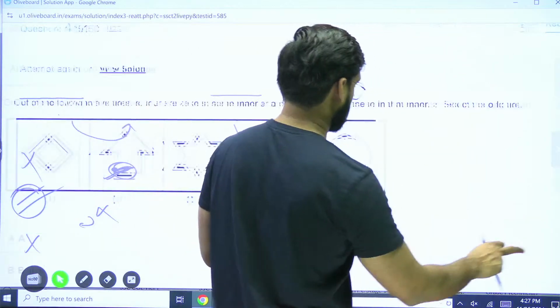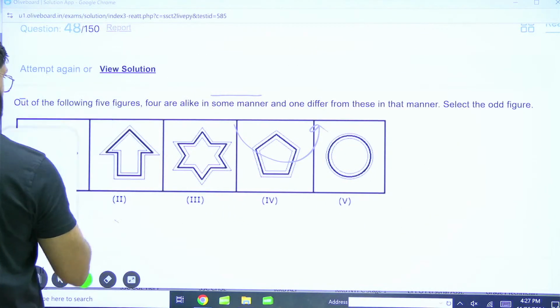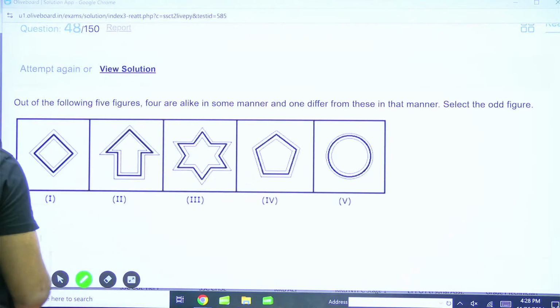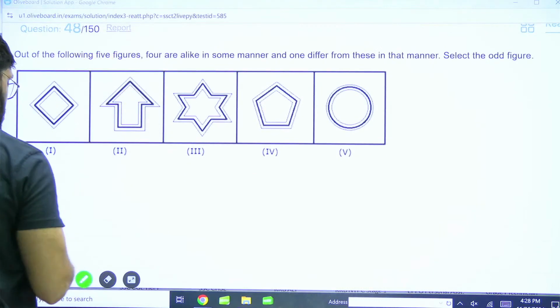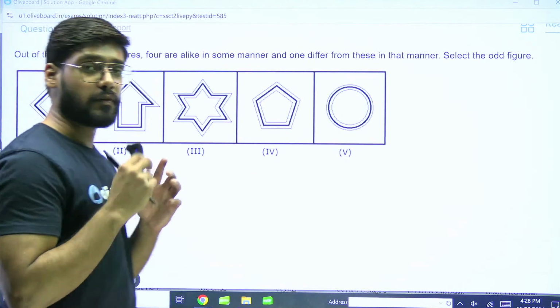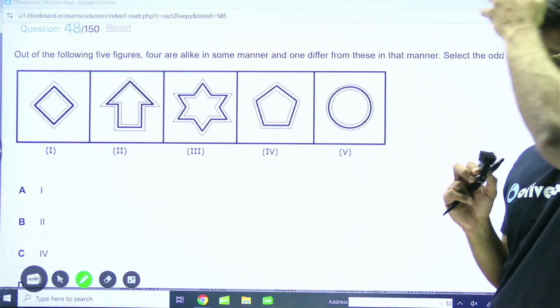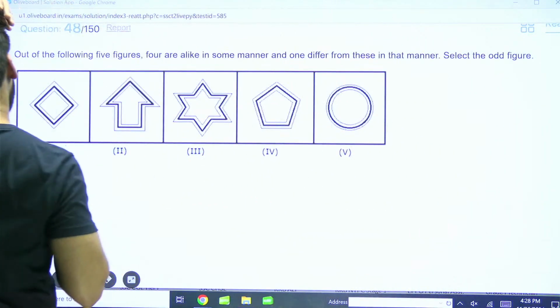18th question. We need to find the odd one out in this one. How can we find the odd one out of these given 5 figures? Out of these given 5 figures, which is the odd one out?